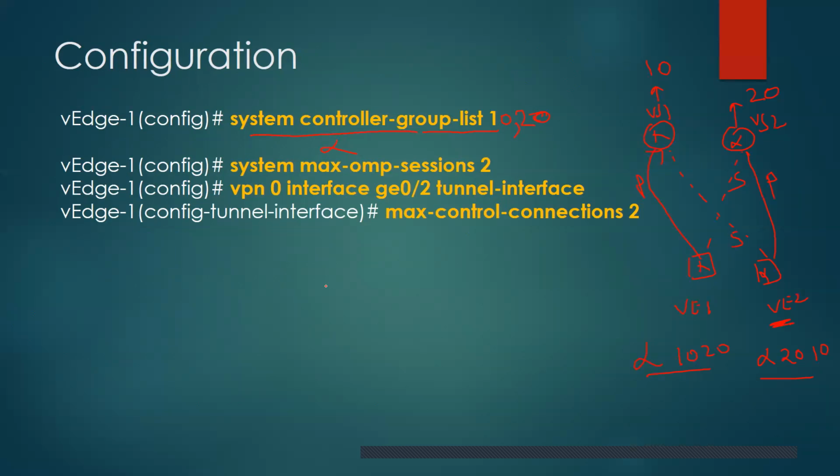Go back to the previous slide. Ratnesh: What is that system max OMP session that is required? Max control connection, max OMP sessions, those are not required. But if you want to limit the OMP sessions also, you can limit them, because you are making this OMP session with whom? vSmart. So these are the optimization configurations. If you have more OMP sessions than necessary, you can reduce them as well.